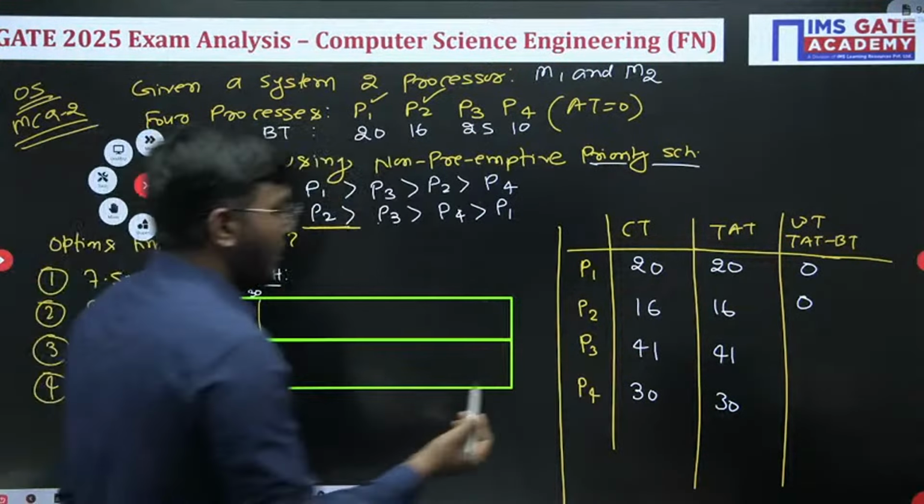Similarly, what is the waiting time for P4? P4 TAT is 30 and P4 burst time is 10, so 30 minus 10 is 20. So these are the waiting times of the processes. P1 has 0, P2 has 0 only, P3 has 16 and P4 has 20. So if you find the average waiting time, it is 0 plus 0 plus 16 plus 20 divided by 4, which is 36 by 4, that is 9 milliseconds. Understood? Getting my point?